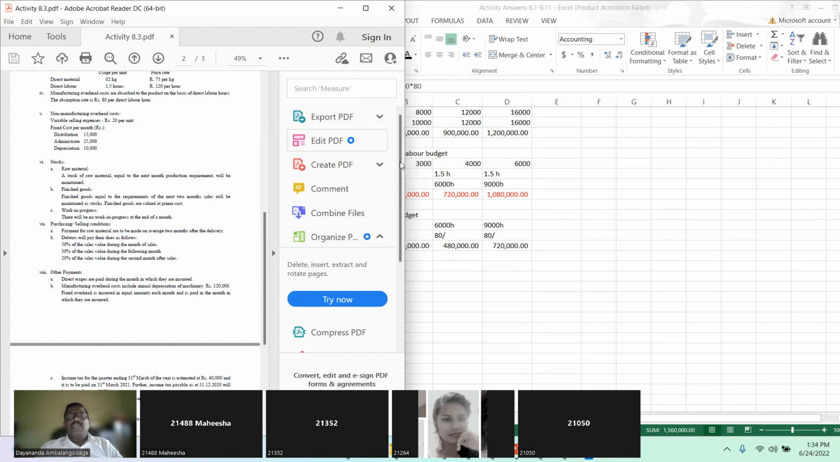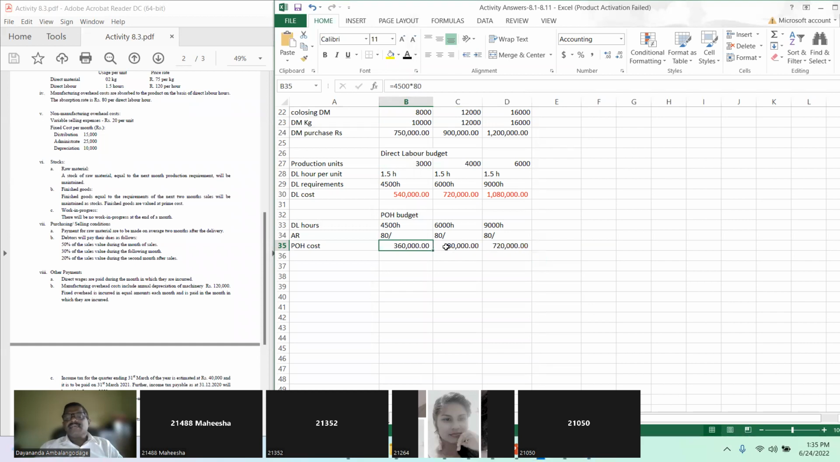Here you see there is an annual 120,000 manufacturing overhead. So the monthly fixed manufacturing overhead is 10,000. So when you do the cash flow, remember you need to remove that 10,000 from these figures.